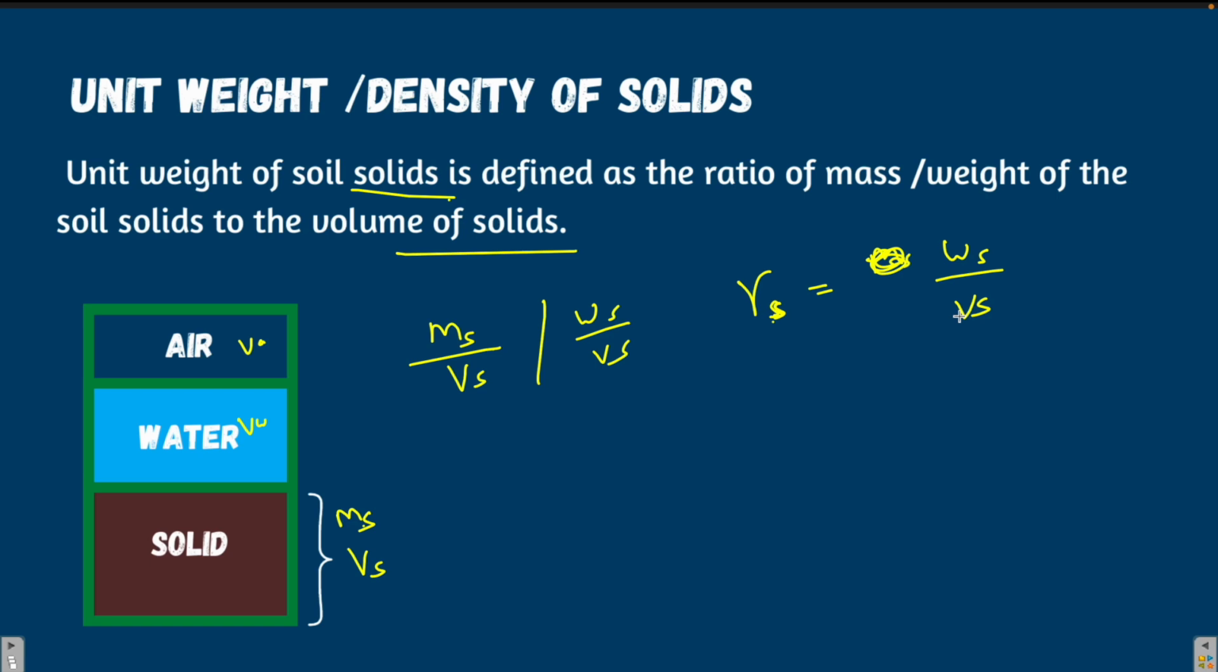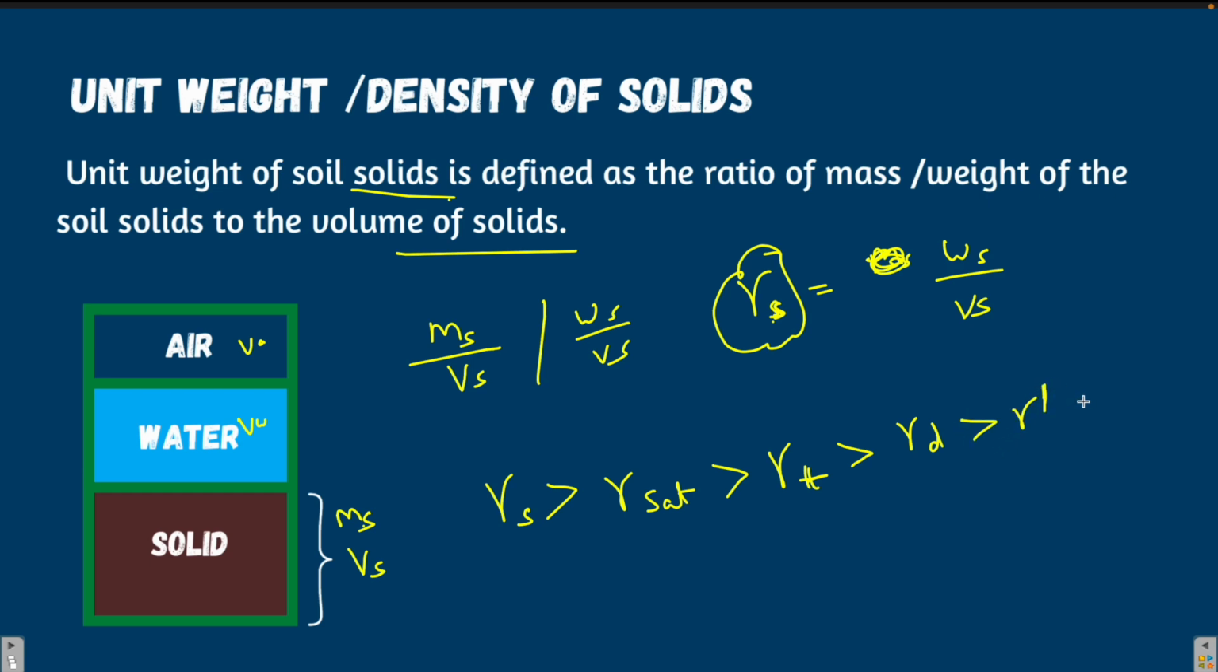Now there is one important relationship between these unit weights, that the density of solids is highest, then comes the density of saturated soil, then comes the bulk unit weight of the soil. That means if the soil is partially saturated, then comes the unit weight of dry soil, when the soil is not at all saturated, degree of saturation is 0, then comes the submerged unit weight of the soil. The submerged unit weight of the soil is nearly equal to the density of water.